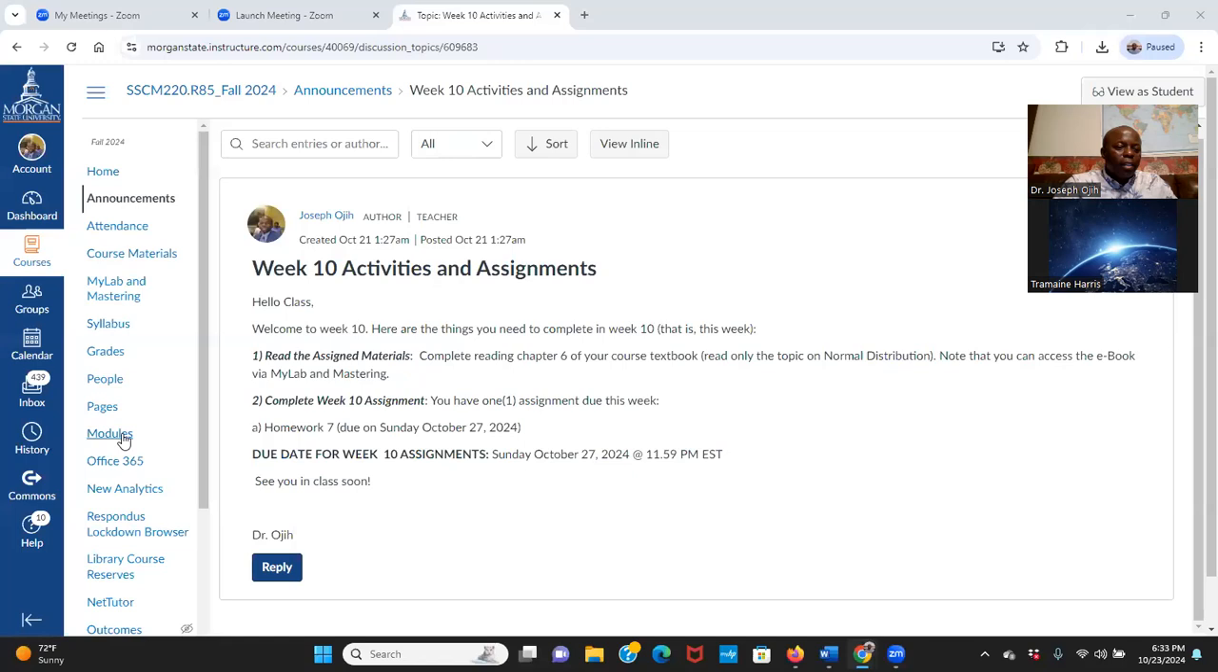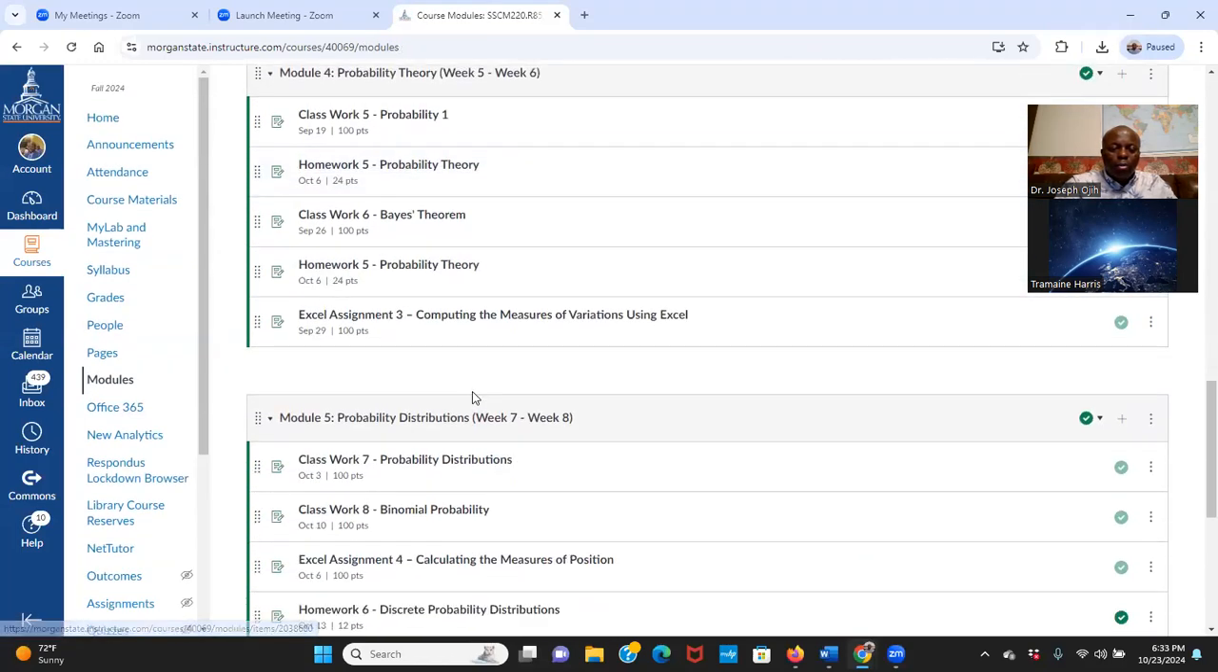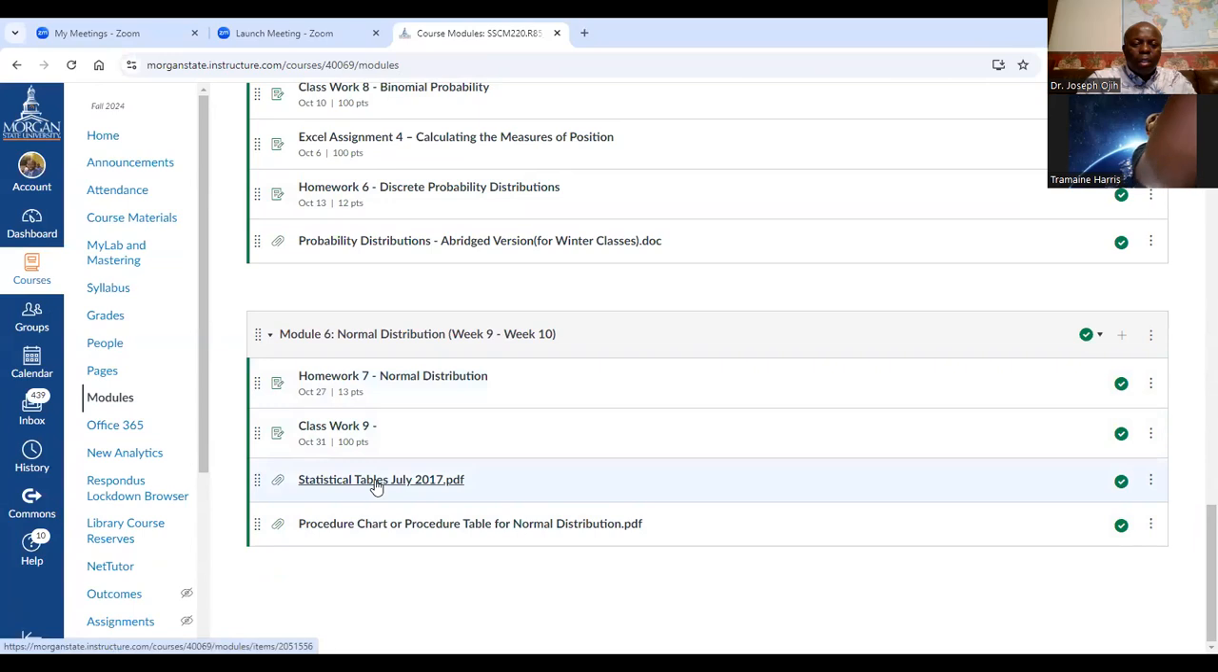Of course, you know that you can access this by going to the modules and scrolling down to module 6, which covers weeks 9 to 10. By now, I'm sure that you must have printed this statistical table and the procedure chart. I remember I mentioned that you should print them out since you'll be using them from last week onwards. So now, let us begin.